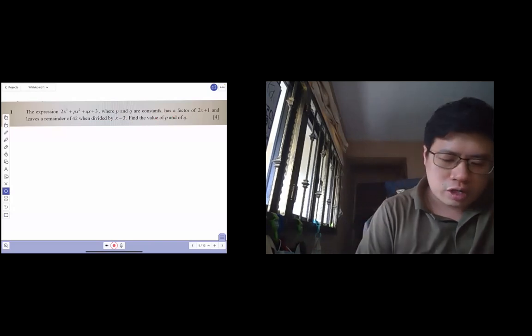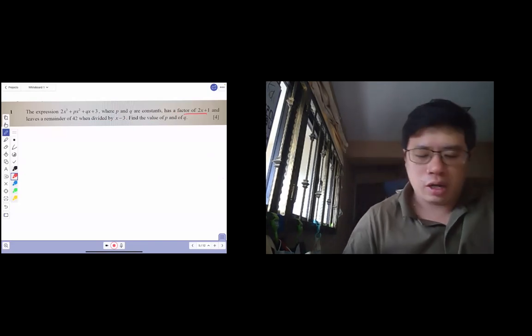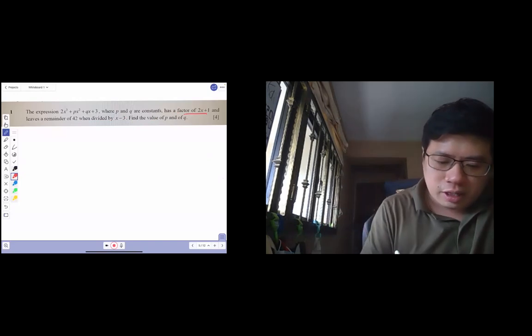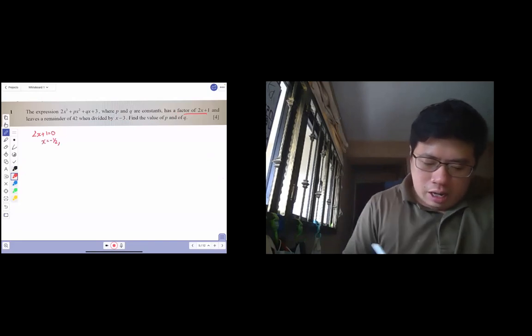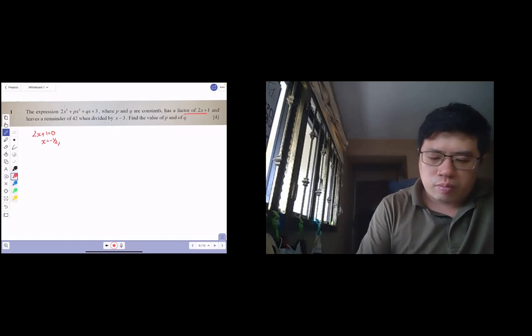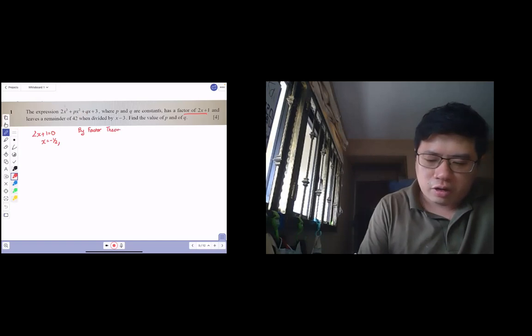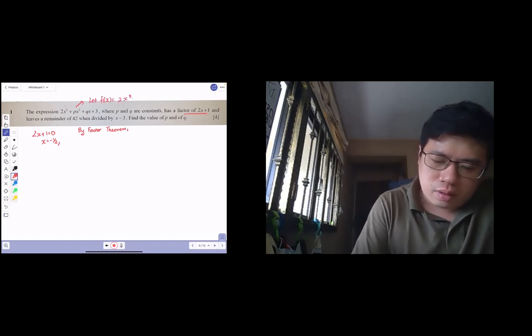Okay, so if it's a factor of 2x plus 1, remember that what we employ is the factor theorem. The factor theorem will tell you that when it is a factor, that means if we were to equate 2x plus 1 equals to 0, this gives us x equals to negative half. And if we were to sub negative half into the expression, it will give us the value 0. So by the factor theorem, first of all let f(x). For formality, let's call this f(x), so that we can write our expressions easily.